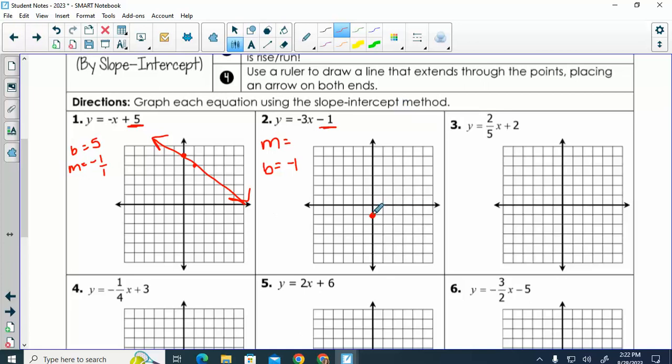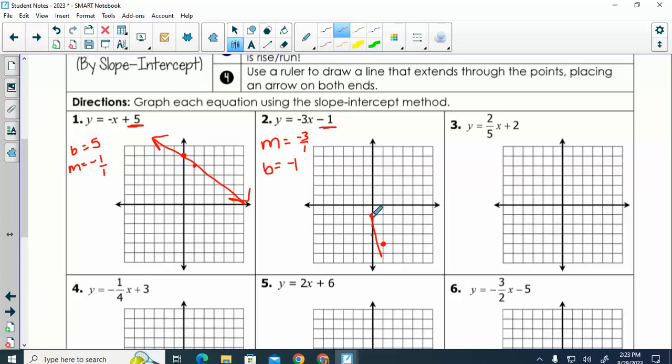Then from that point, what is our slope? Negative 3 over 1. Okay, make sure you're with me in understanding this. The negatives are what are causing a lot of problems in here. So the negative, you could think down 3 and then over positive 1, so over right 1.